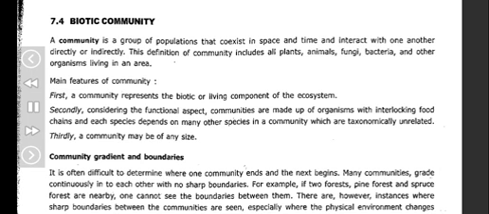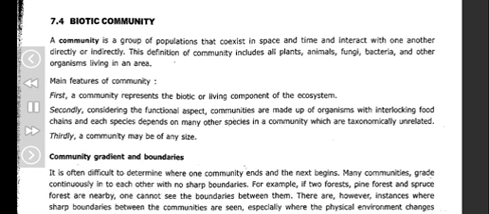7.4 Biotic community. A community is a group of populations that coexist in space and time and interact with one another directly or indirectly. This definition of community includes all plants, animals, fungi, bacteria, and other organisms living in an area. Main features of community. First, a community represents the biotic or living component of the ecosystem. Secondly, considering the functional aspect, communities are made up of organisms with interlocking food chains, and each species depends on many other species in a community which are taxonomically unrelated. Thirdly, a community may be of any size.